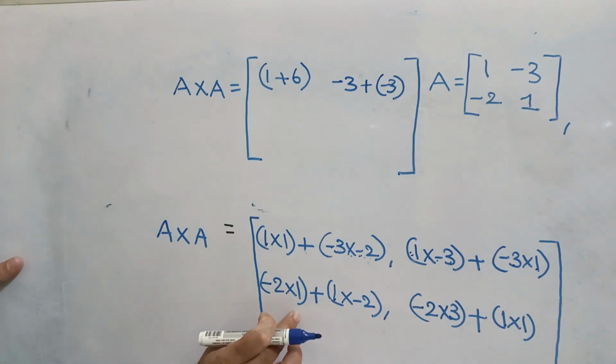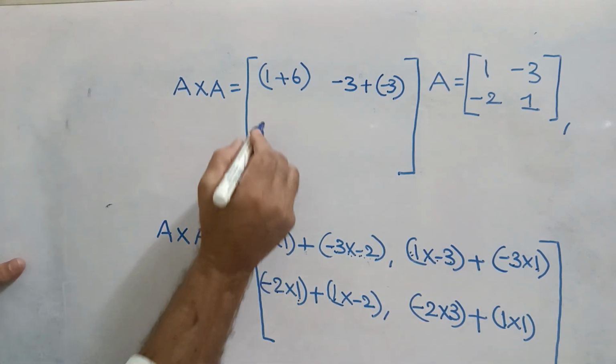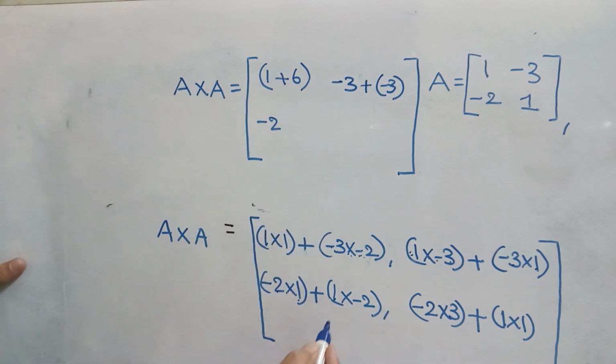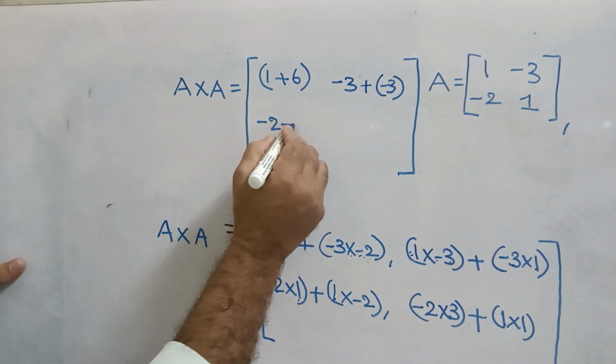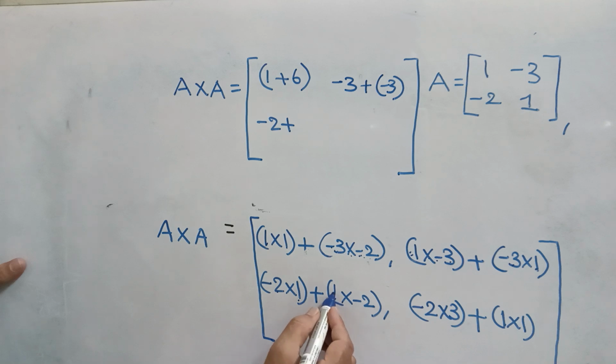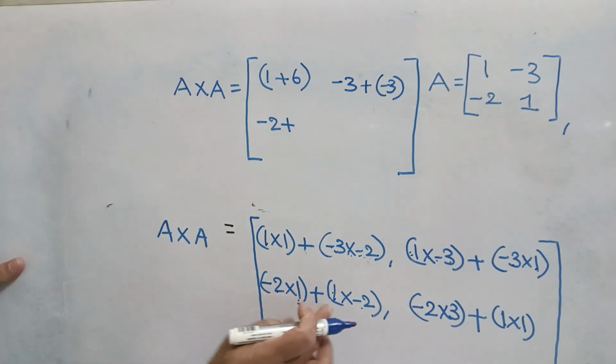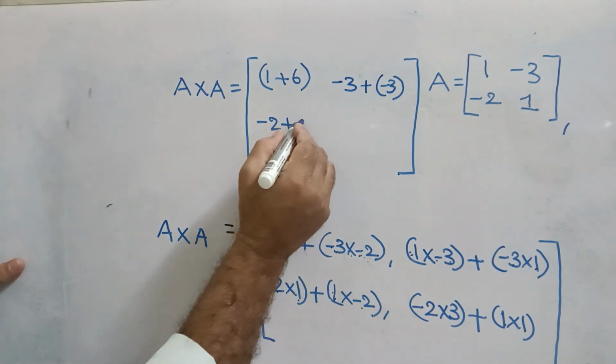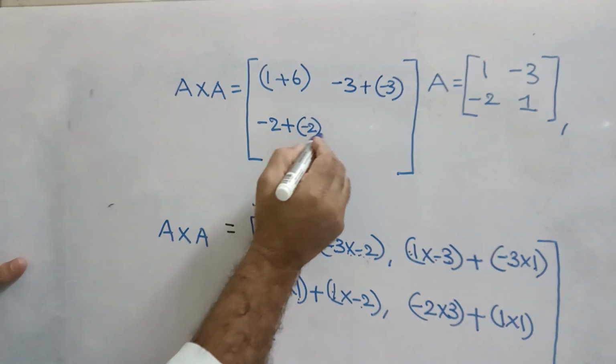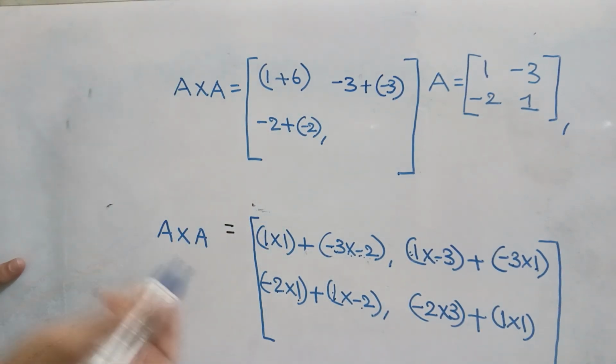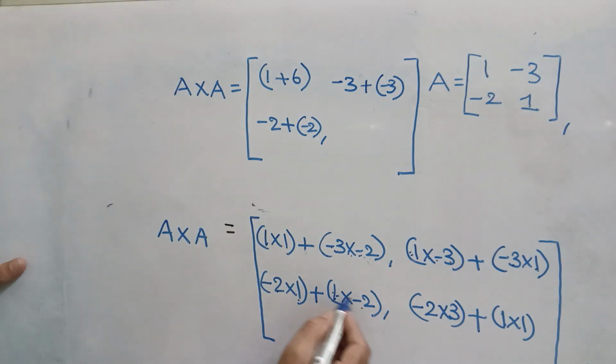Now coming to this element, minus 2 into 1, how much? It is minus 2. Then plus is there, you write the plus sign. 1 into minus 2, how much? Minus 2. I will explain later, don't worry. As it is, you write here. 1 into minus 2: the sign of 1 is plus, plus into minus is minus. Therefore 1 into 2 is 2, so minus 2. Right?